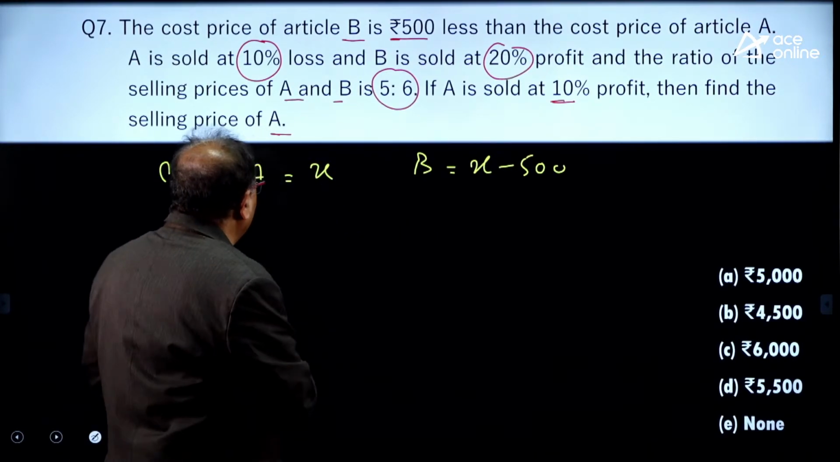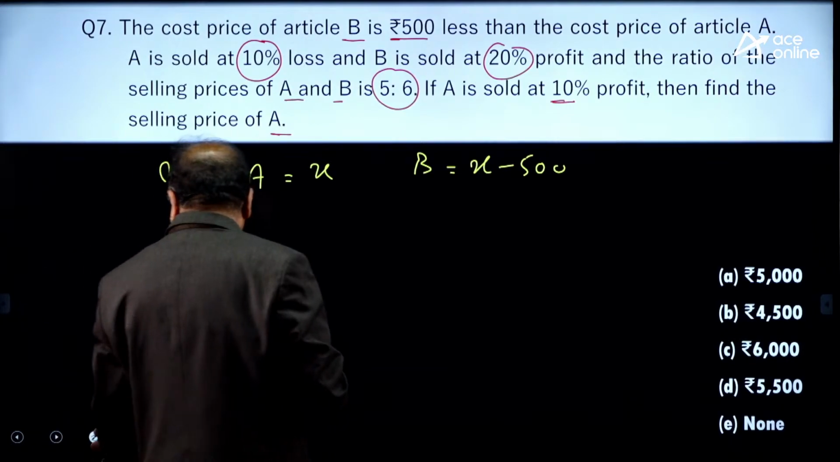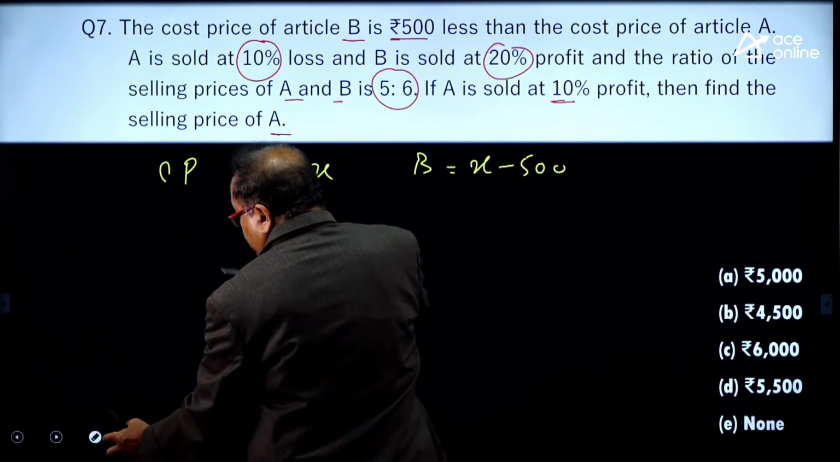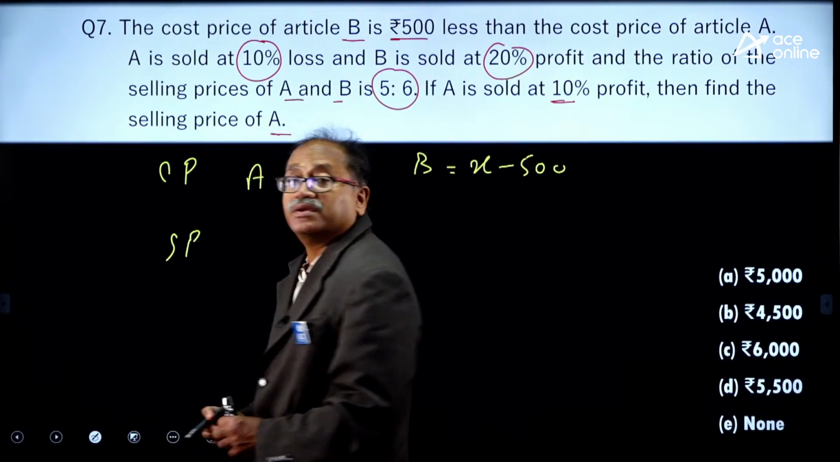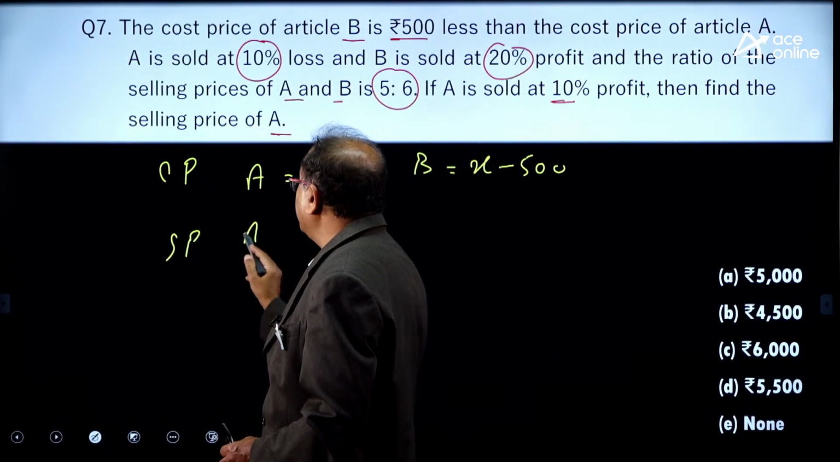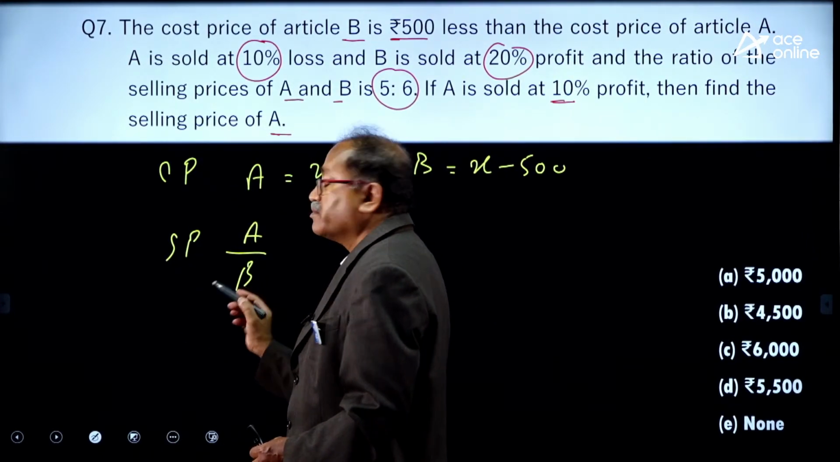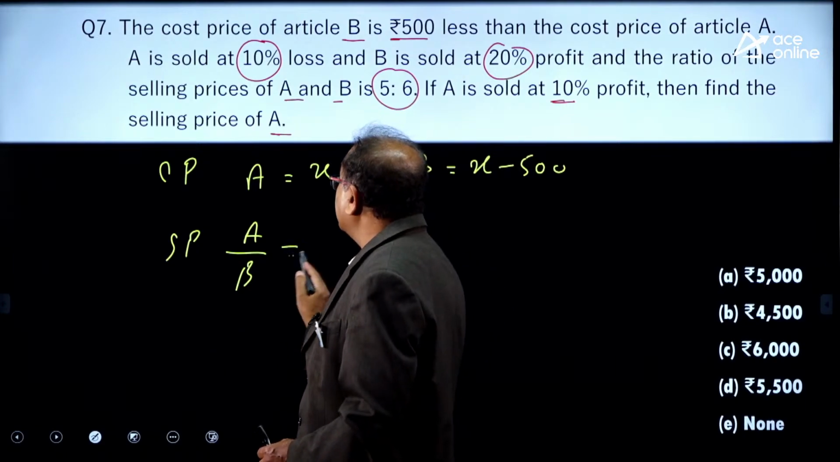So, let us take the selling price. Here I am just giving some clue. Now, I will be talking about the selling price. The selling price of A by B, I have a ratio here. What will be the selling price of A?